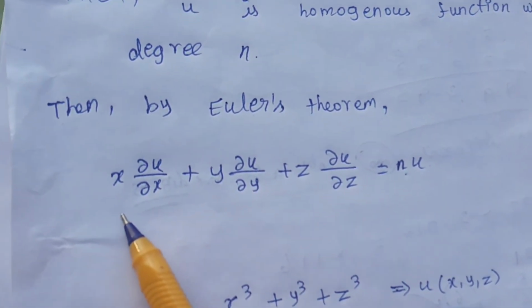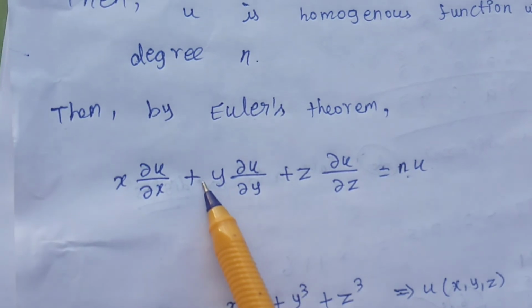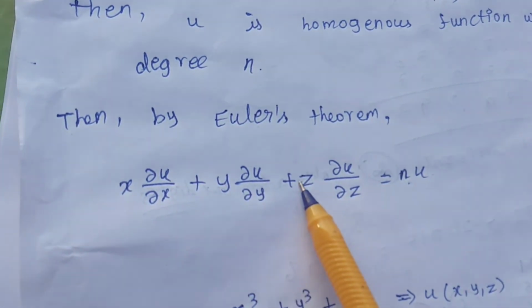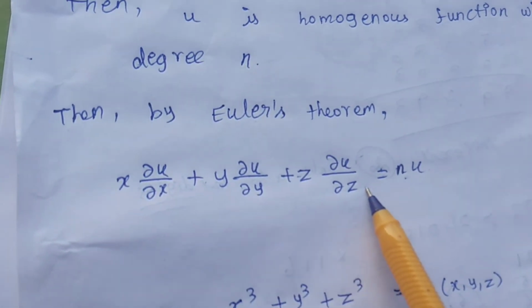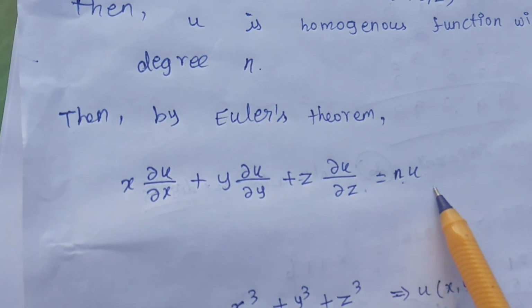Then x into dou u by dou x plus y into dou u by dou y plus z into dou u by dou z equals, the answer must be equal to 3 into u.